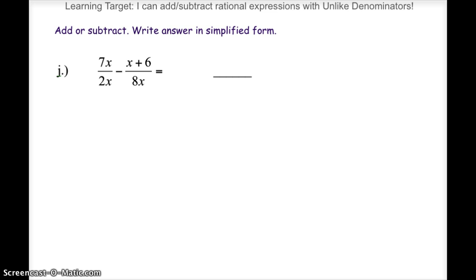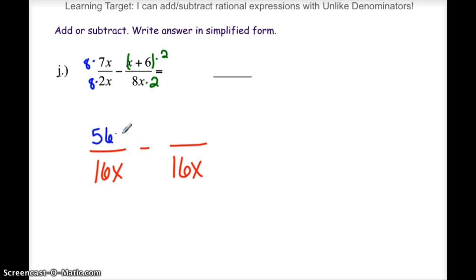2x and 8x. I think I would make them both have 16x. Okay, so the idea is you can't drop anything. If anything, your denominators just get bigger. Okay, so if I make them both 16x's, I can multiply the first one by an 8, and the second group, I'd multiply him by a 2, because that's how I'd get 16. So my new first fraction would be 8 times 7, 56x. And then when I distribute that 2, I would get 2x plus 12.